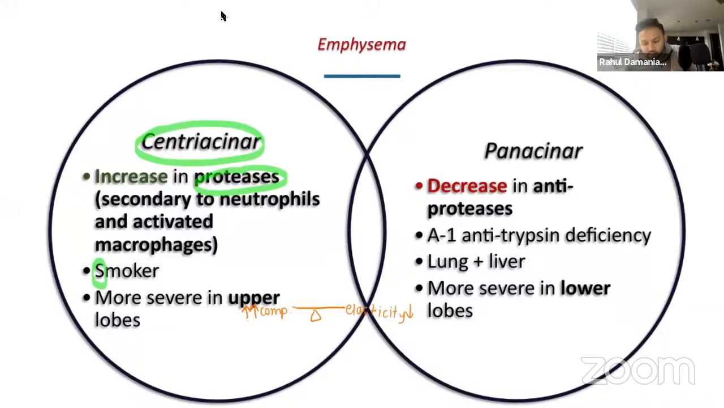Pan-acinar emphysema is going to be a decrease in antiproteases. It's a decrease in alpha-1 antitrypsin. And typically, you are going to have involvement of the lung and the liver. In fact, alpha-1 antitrypsin deficiency can lead to cirrhosis because of the accumulation of these abnormal proteins within the hepatocytes.